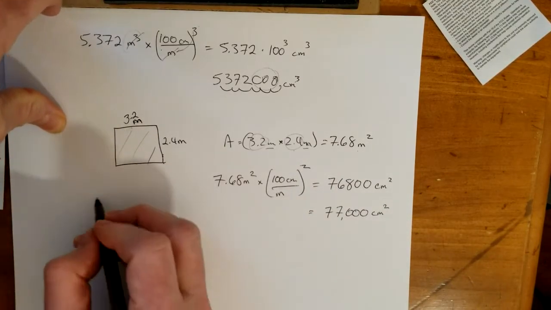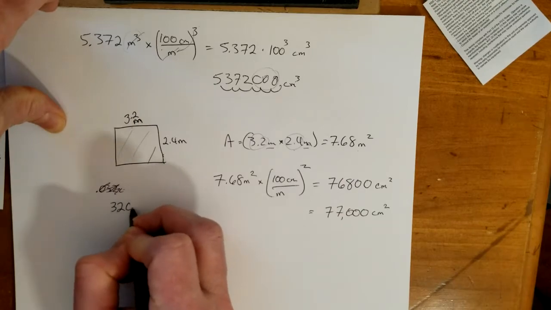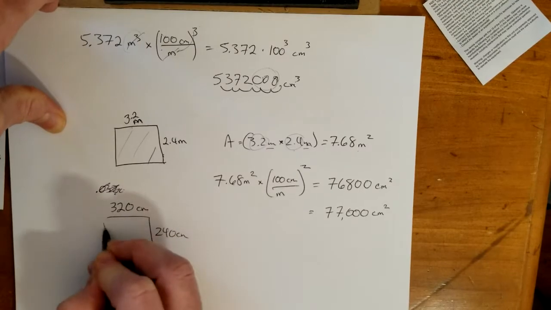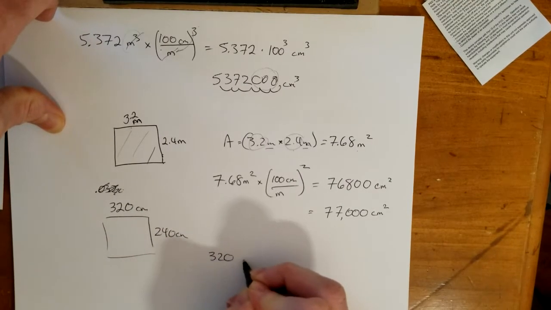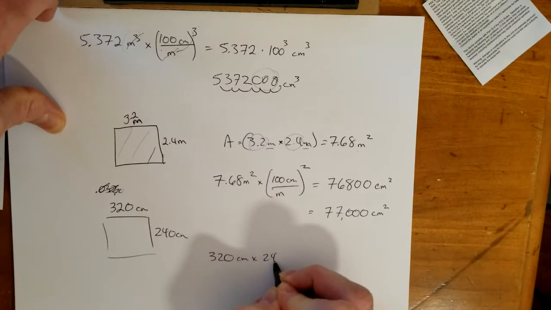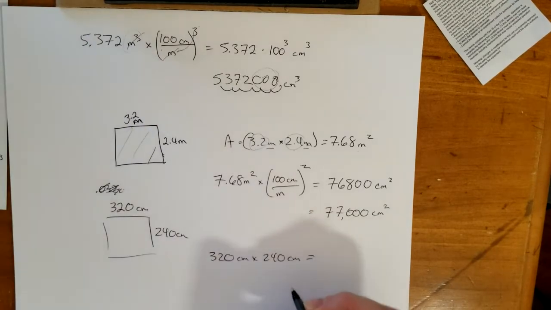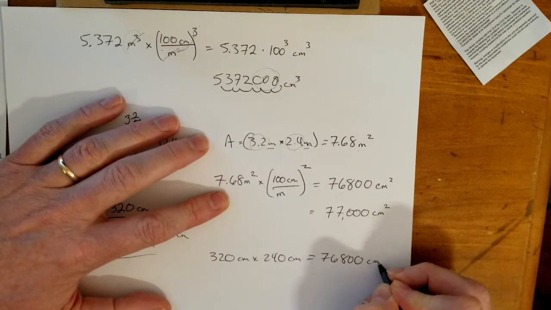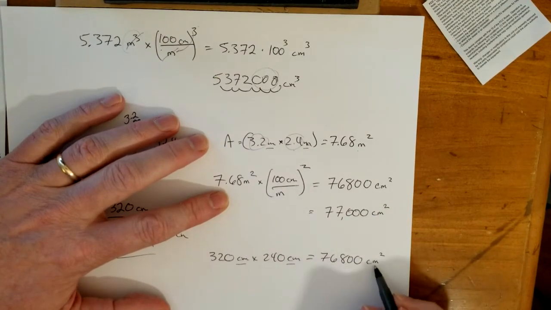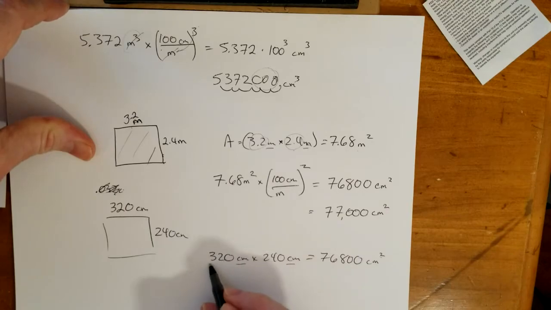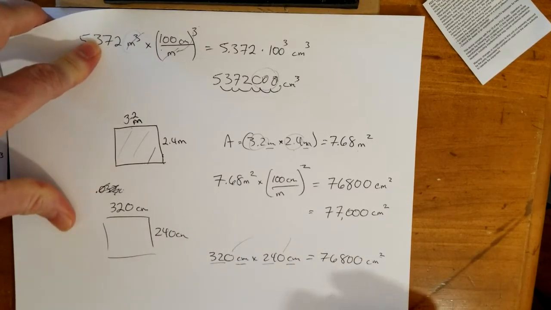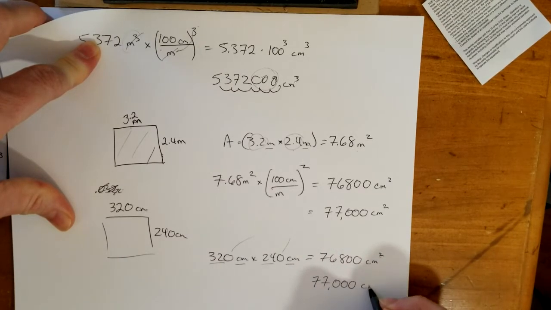Or I could have converted first, and so this is 320 centimeters by 240 centimeters. So if I multiply 320 centimeters by 240 centimeters, I end up with 76800 centimeters squared, because I'm multiplying centimeter times centimeter, so I get centimeter squared. This has 2 sig figs, this has 2 sig figs. These are trailing zeros to the left of the decimal place, and so we end up with 77,000 square centimeters.